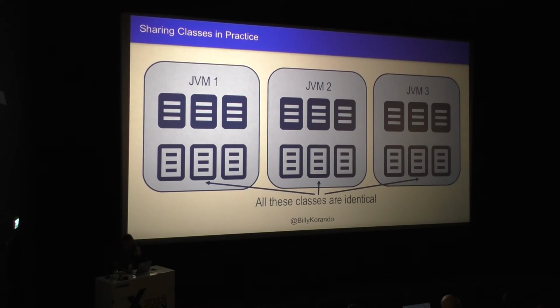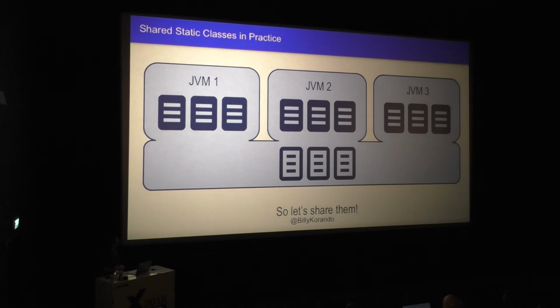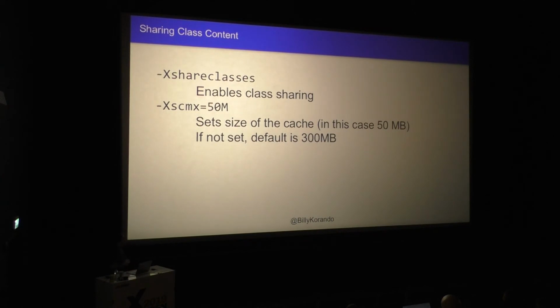Okay? You can see where we're going, can't you? So let's share them. That would make perfect sense, wouldn't it, logically? We've just reduced the memory consumption of that by a third across those containers. So you can do that using the share classes option, which enables class sharing. You can optionally set the size of the cache, so in that example, 50 meg, and if not set, it defaults to 300 megabytes.